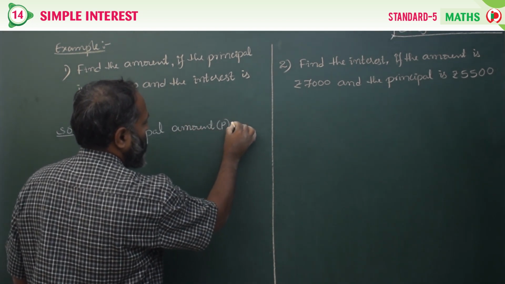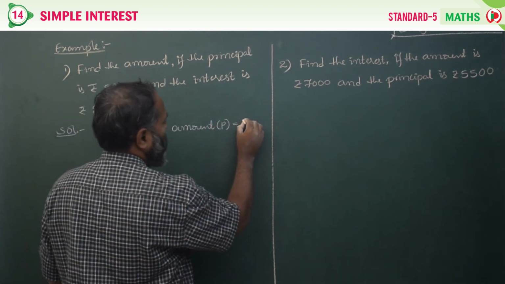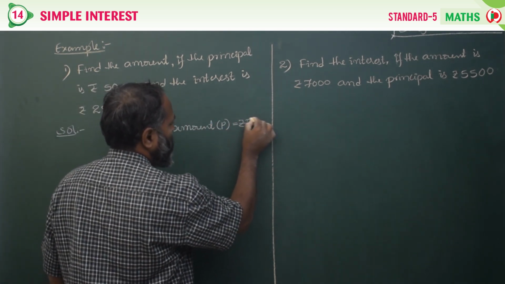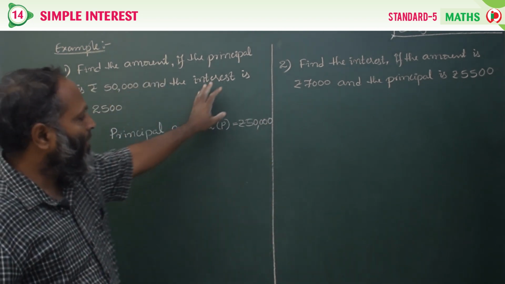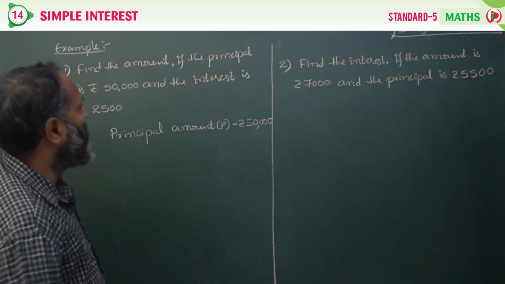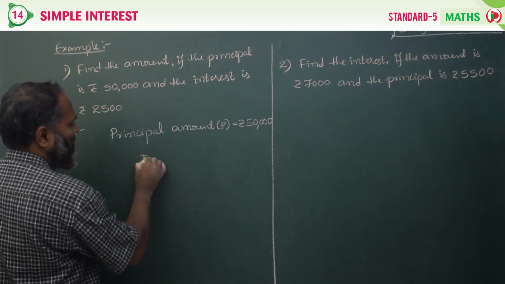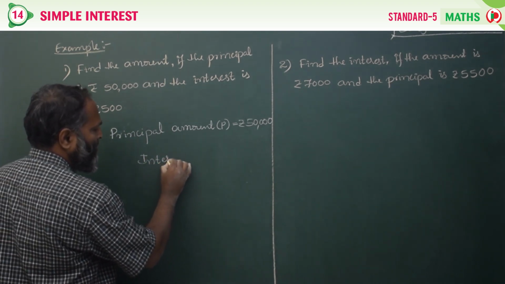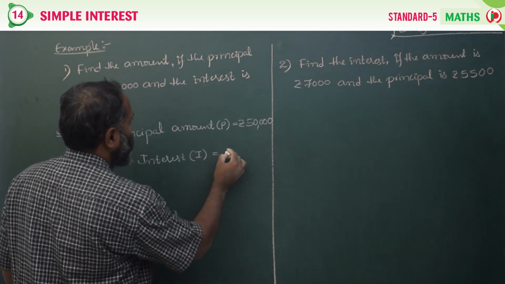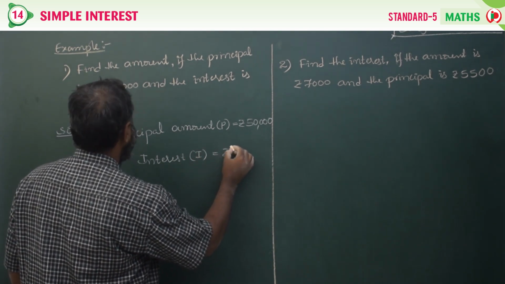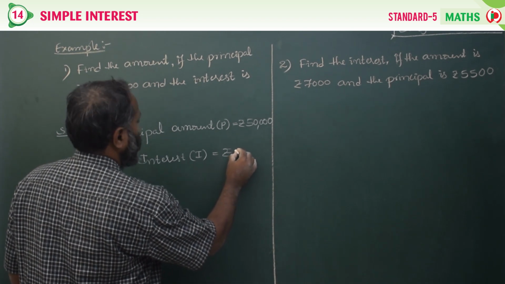What is the principal amount? That is P. Principal amount is rupees 50,000. 50,000 rupees is the principal amount. Now, after that, interest, I. So, what is the interest? Rupees 2,500.